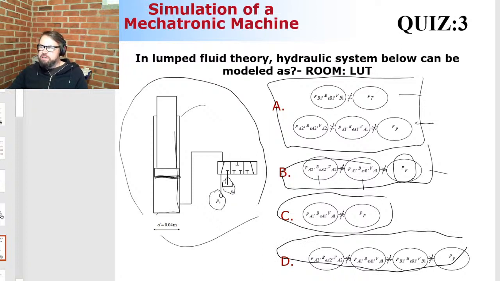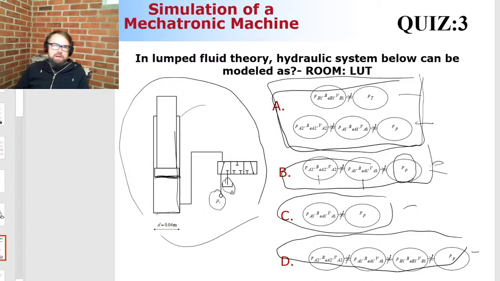Because there is nothing on the piston rod side, it means that this option is not a very good option. So it leaves you 3 options, but out of the 3 options, what is the correct one? And the game is on. So make your guesses. What is the success rate?